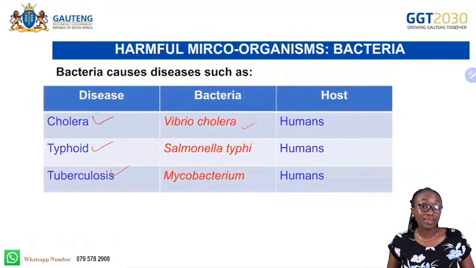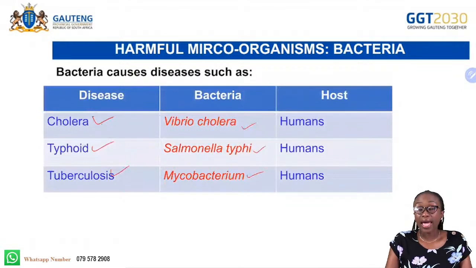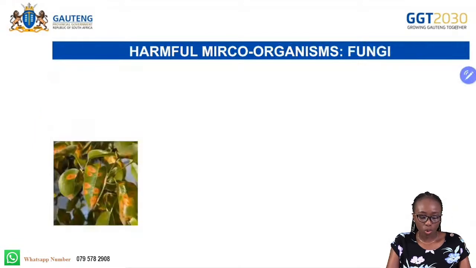So that's how we write the names. Typhoid is caused by the bacteria Salmonella typhi, and tuberculosis is caused by the microbacteria, and the hosts for these are humans.